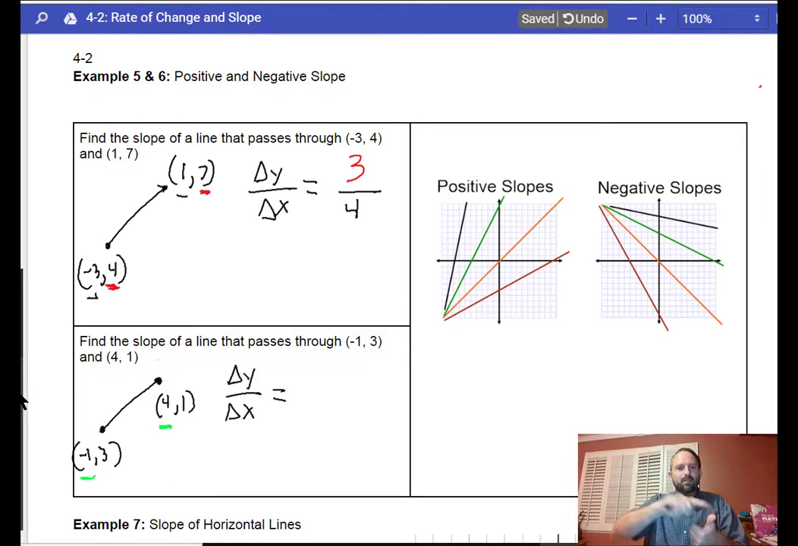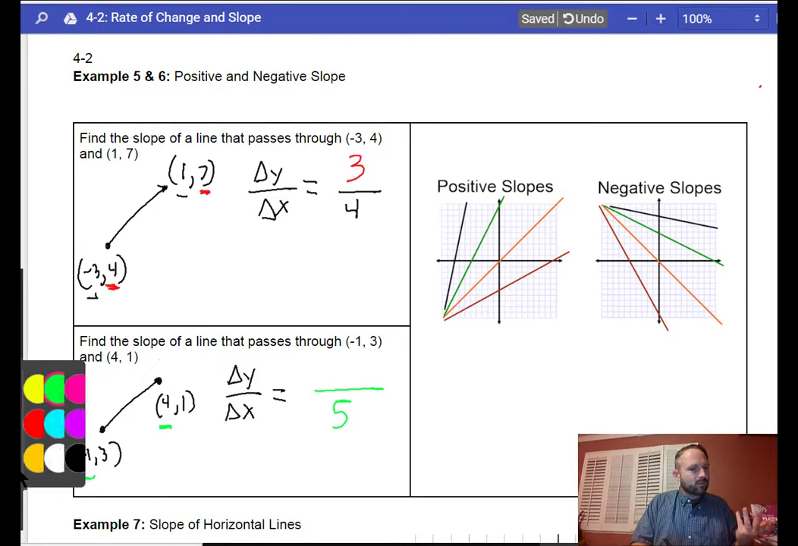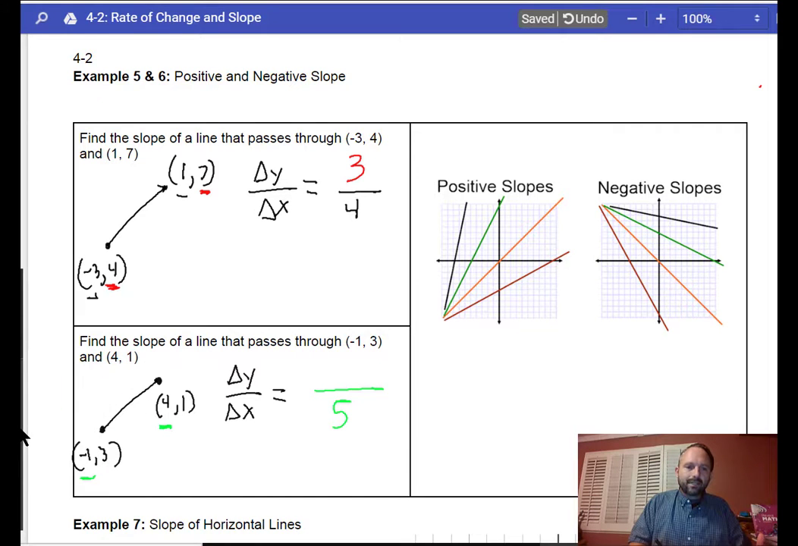Well, -1 to 0 is 1. Then to 4 is 4 more, so that's 5. So my run is 5. It's looking good so far. Now from 3 to 1, I'd be minusing 2. Okay, so I know if I only have one negative, it's going to be negative. So this would be an example of a negative slope.